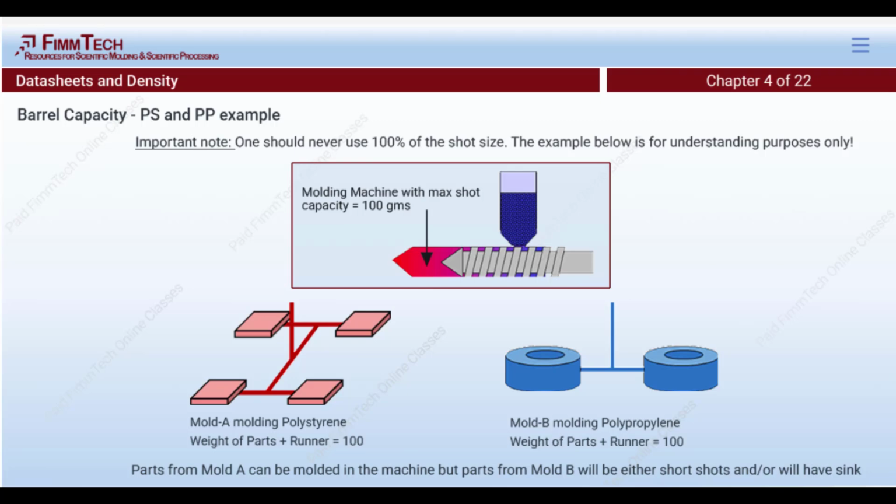Parts from mold A can be molded in this machine, but the parts from mold B will either have short shots or will have sink if you try to mold these parts in this machine. And that's all to do with the understanding of the density of the two materials. And therefore, you must always convert the maximum shot capacity of the molding machine into the shot capacity based on the material that you will be molding on that machine.